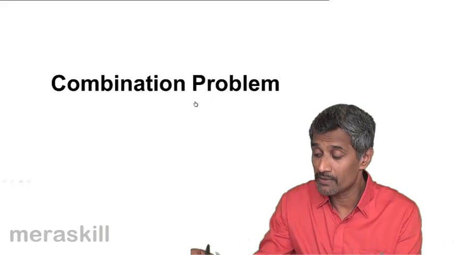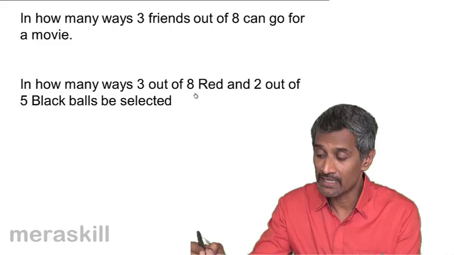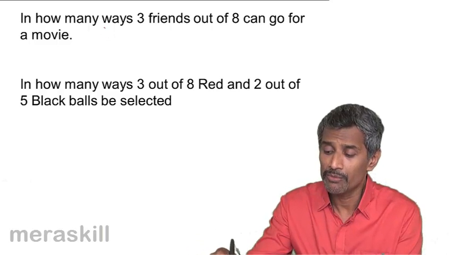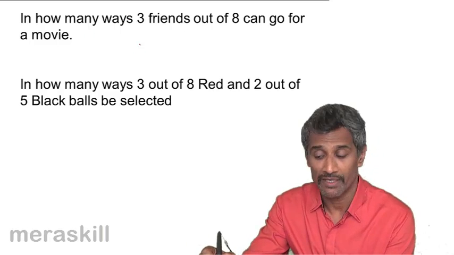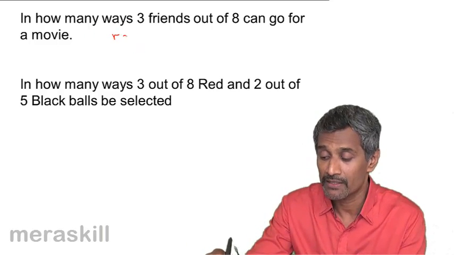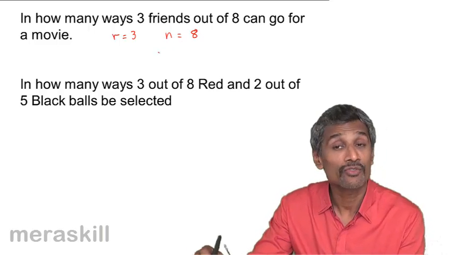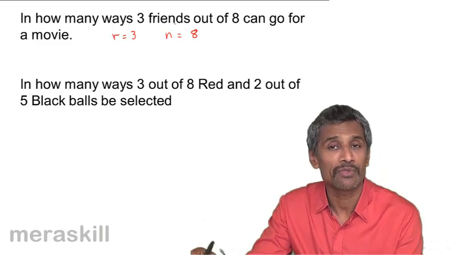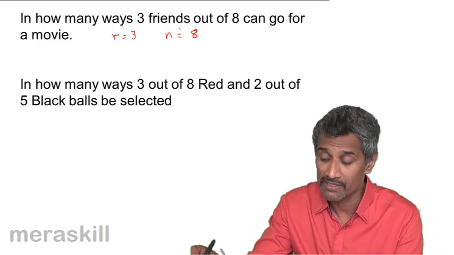We have some problems here. Now we have a case. It's asked, in how many ways can 3 friends out of 8 go for a movie? So here we have r equals 3, n equals 8. So we need to pick 3 friends. Now the order in which they are chosen is not important, so obviously it's a combination.